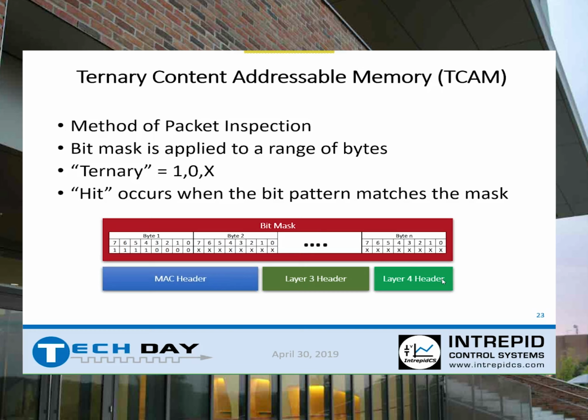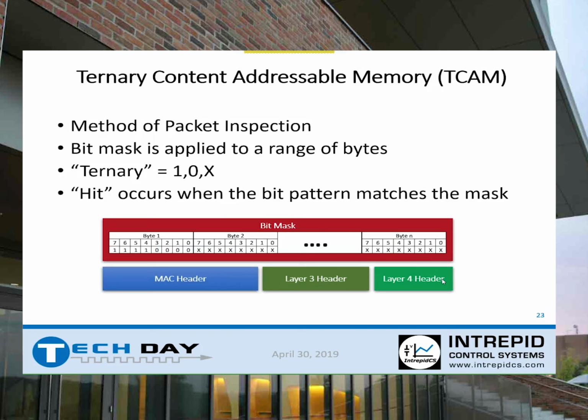The last feature I'm going to talk about in Jupiter today is called Ternary Content Addressable Memory, or TCAM. This is a really interesting capability. I've been playing with it a lot lately, but it's a method of packet inspection. So you have a bit mask that you can apply to the first 96 bytes of the message. So that goes well into the layer 4 header. Well, past the layer 4 header, I guess. So ternary, because it can be a 1 or a 0 or a don't care.